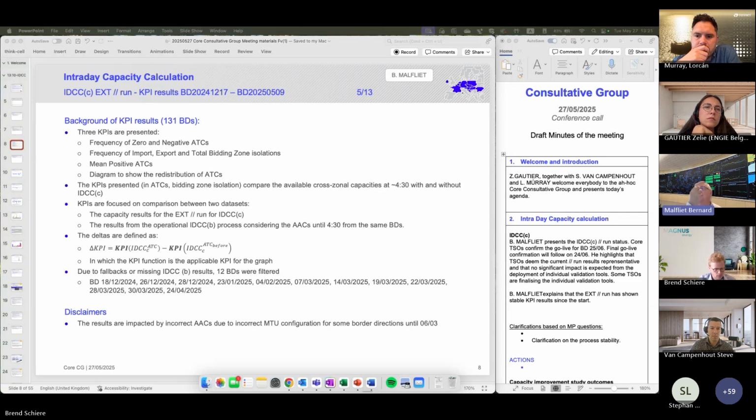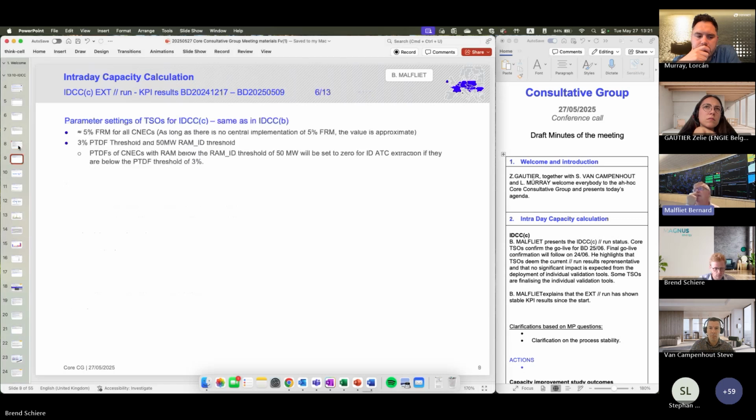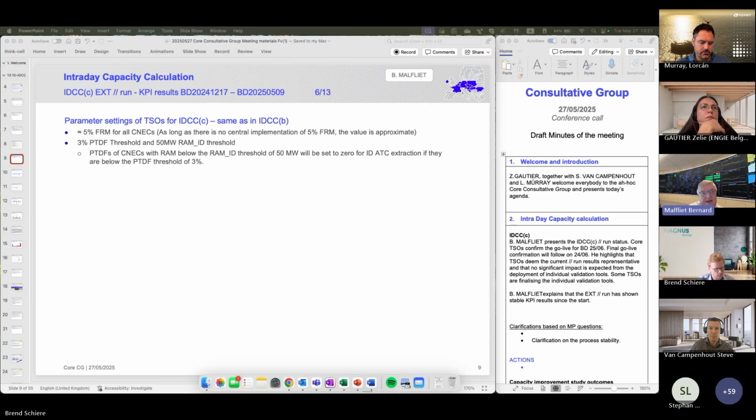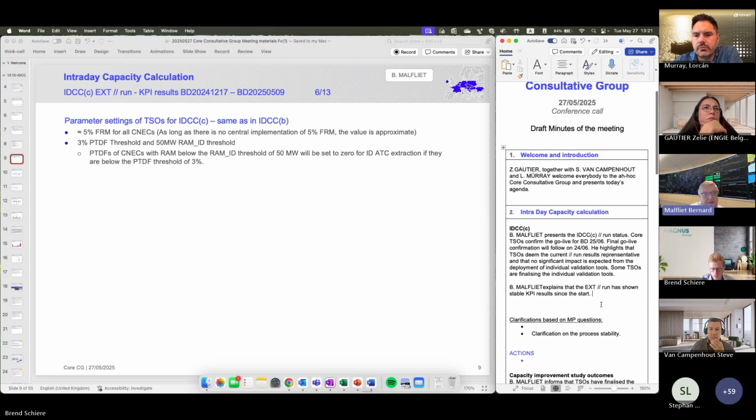Okay, parameter settings, nothing new there. It's still about 5% FRM, which is being used. The same for IDCCB as in IDCCC. It's still not exact 5% because the implementation of this central calculation of the 5% is still ongoing. So this has to be implemented in the common calculation tool. It's soon, but not yet. We still have the 3% PTDF threshold as we have for IDCCB, so the same for the C, and applied for any branch with a RAM of less than or equal to 50 megawatts.